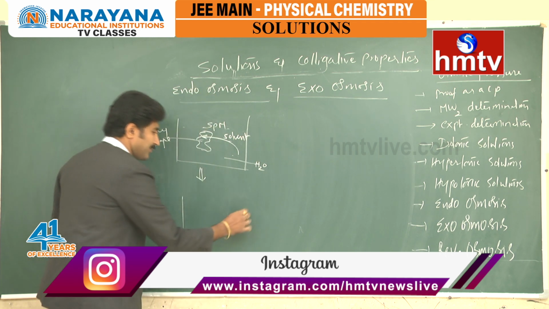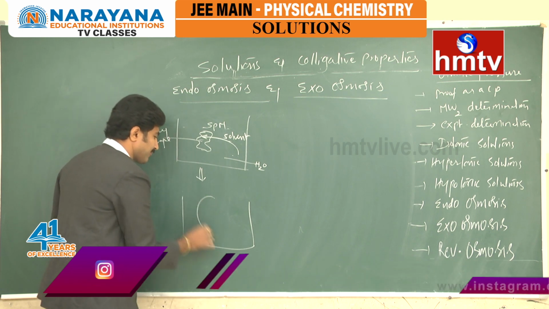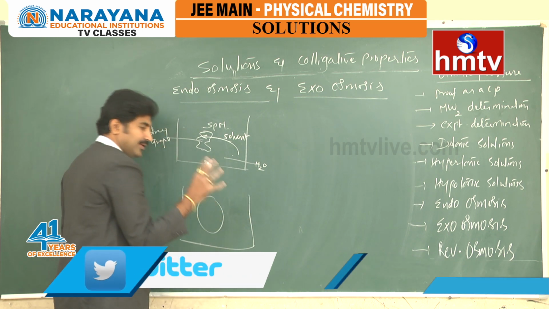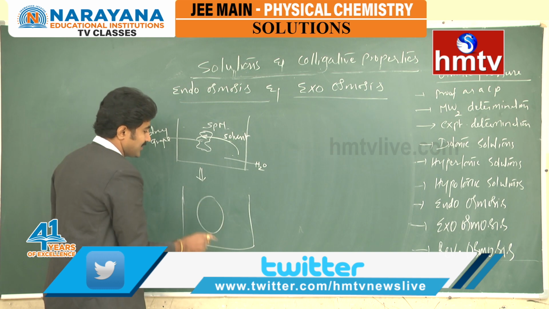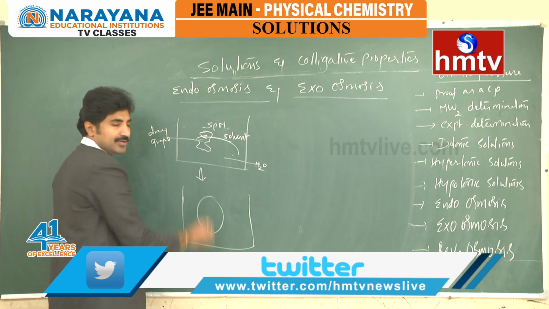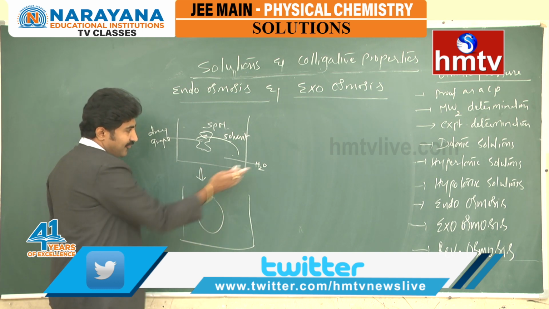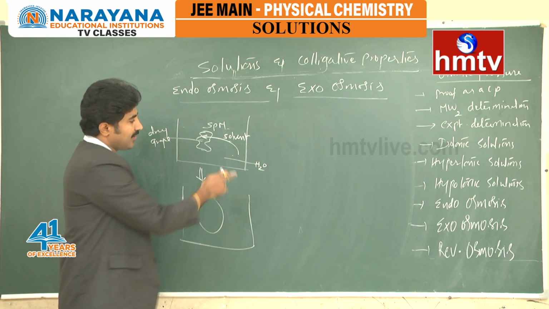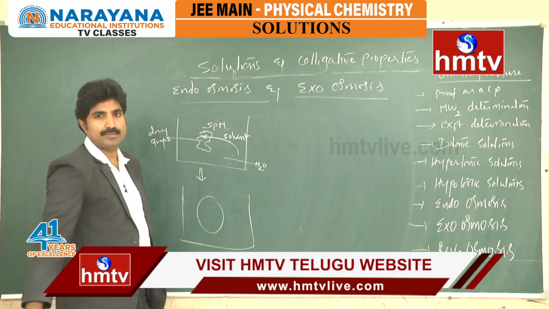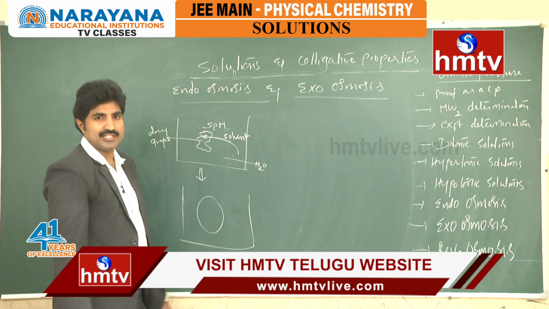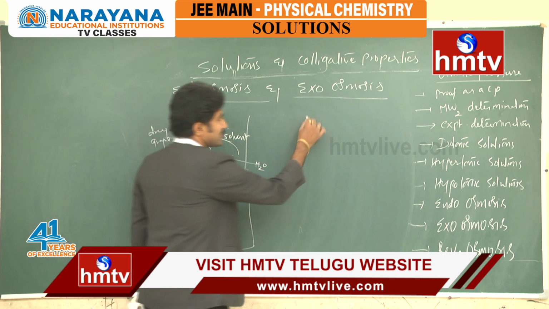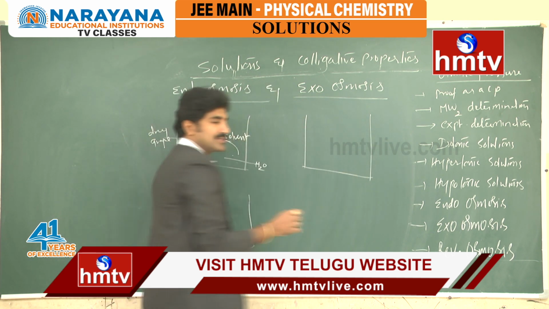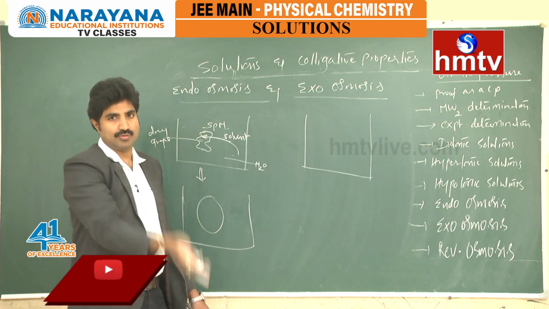By this, after some time that dry grape will become bulged like this after the osmosis process. It is because of the simple entering of solvent molecules inside through the semi-permeable membrane, that is endoosmosis. Whereas exoosmosis means solvent molecules go out.